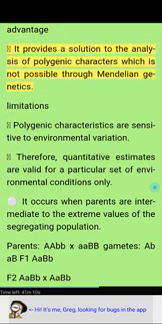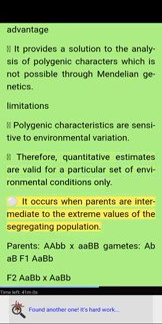Advantage: it provides a solution to the analysis of polygenic characters, which is not possible through Mendelian genetics. Limitations: polygenic characteristics are sensitive to environmental variation. Therefore, quantitative estimates are valid for a particular set of environmental conditions only. Transgressive segregation occurs when parents are intermediate to the extreme values of the segregating population.